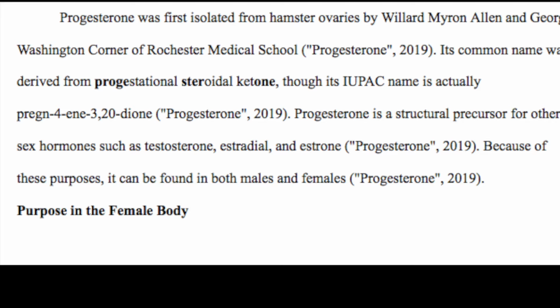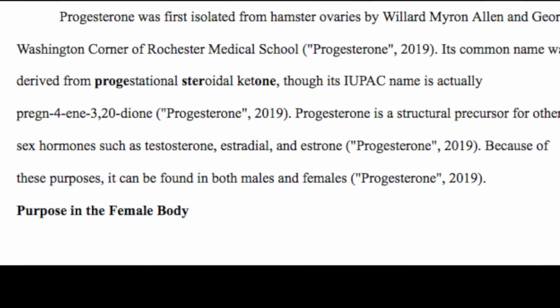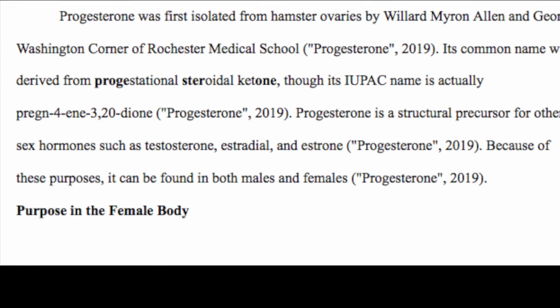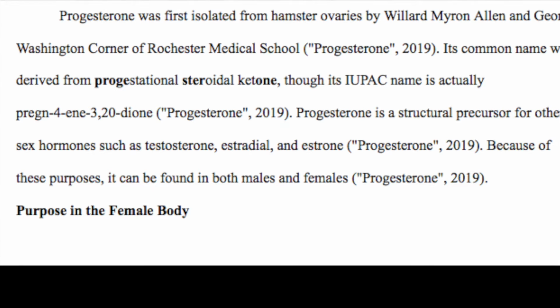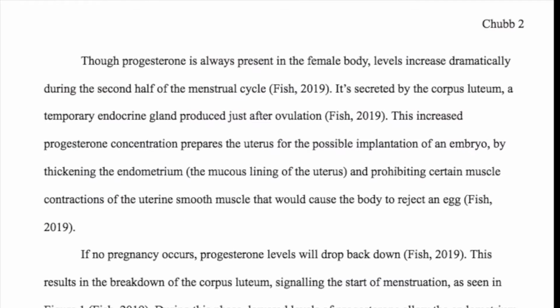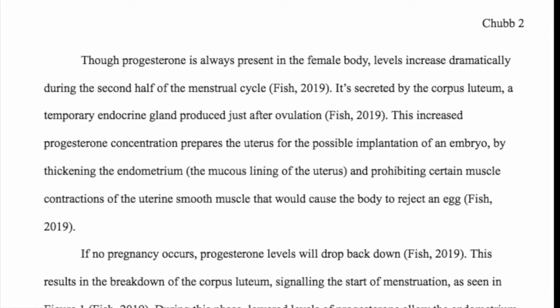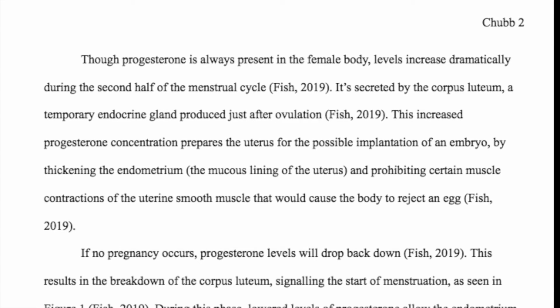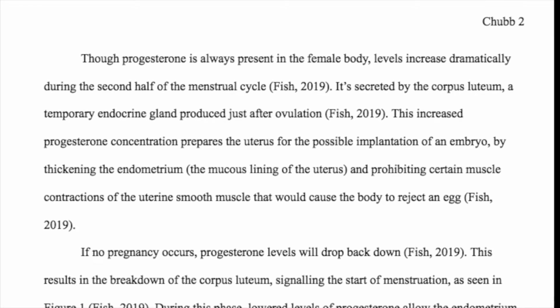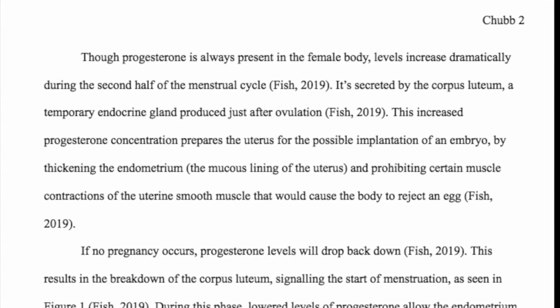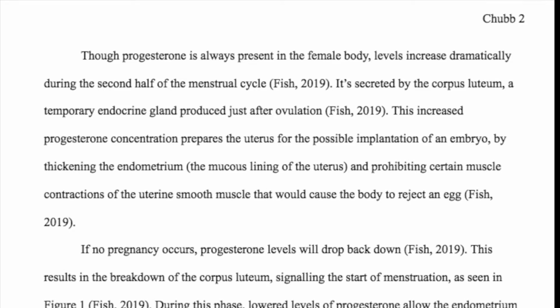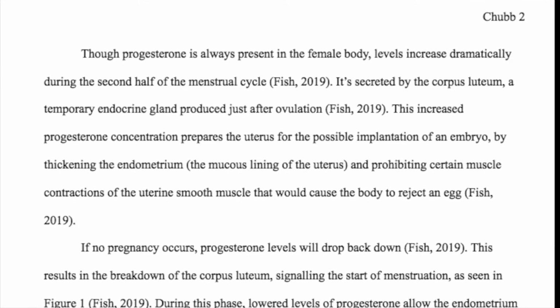Progesterone is a structural precursor for other sex hormones such as testosterone, estradiol, and estrone. I don't know what most of those are. Because of these purposes, it can be found in both males and females. Purpose in the female body. Though progesterone is always present in the female body, levels increase dramatically during the second half of the menstrual cycle. It's secreted by the corpus luteum, a temporary endocrine gland produced just after ovulation.